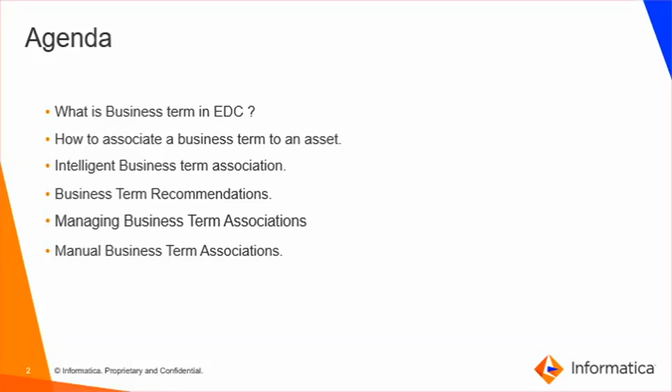Next, let's look at the agenda of the video. First, we will look at what exactly is a business term in EDC. Then we will look at the workflow of business term association. Next, we will look at the intelligent business term recommendations and the three conditions on which a business term is associated. Then we will understand what business term recommendation is and how to manage it. And finally, we will have a look at manual business term association.